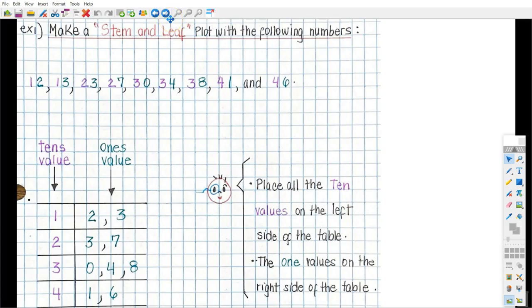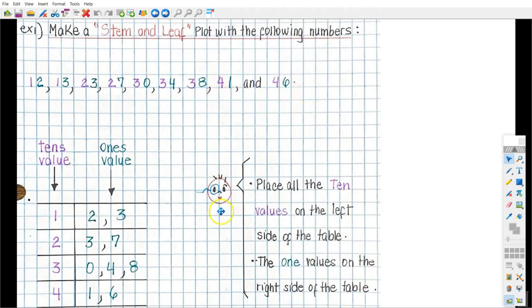So this is what I'm talking about that we took from 6.4. This is making a stem and leaf plot with numbers. This stem and leaf plot is in topic 6, lesson 4, but I just added it to the topic 6, lesson 5 notes, okay? So this is really not example 1 for topic 6, lesson 5, but whatever. Make a stem and leaf plot with the following numbers. The numbers we have are 12, 13, 23, 27, 30, 34, 38, 41, and 46.